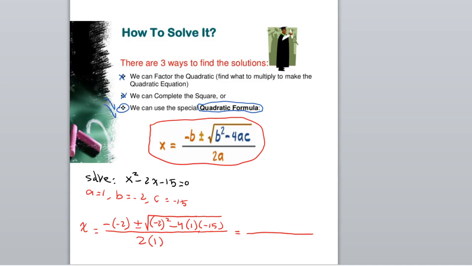It will be 2 plus or minus the radical. Let me use the calculator here. We get 4 times 1 times 15: 4 times 10 is 40, 4 times 5 is 20, so 60. Plus 4, that's 64. So it will be the radical of 64 over 2. Continuing, it gives me 2 plus or minus the radical of 64, which is 8, over 2.